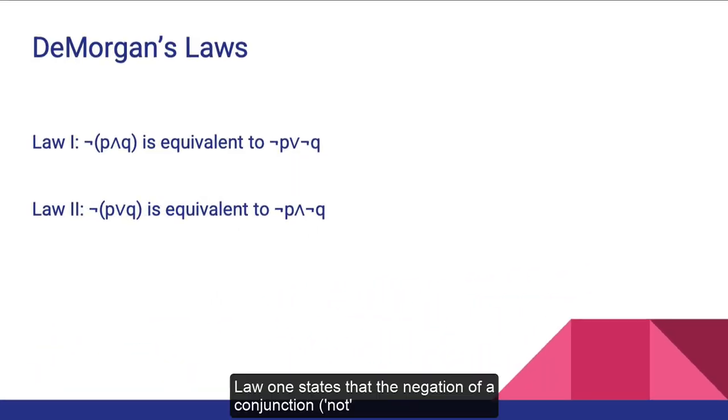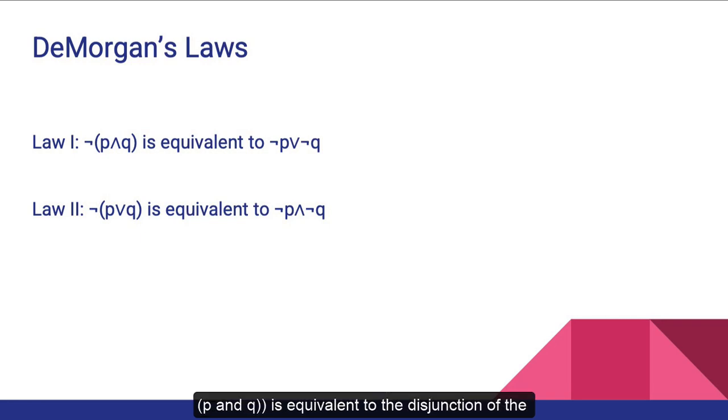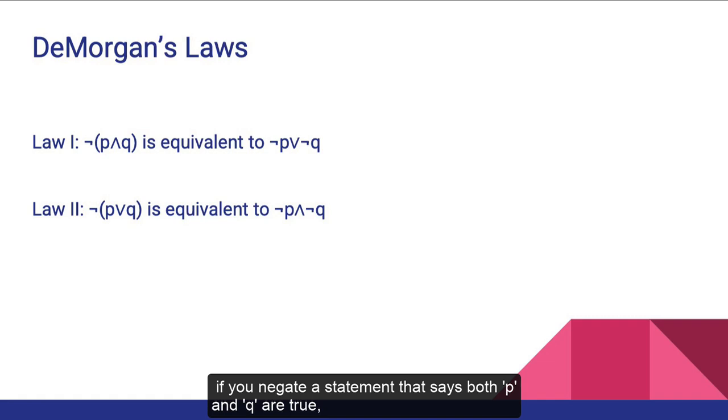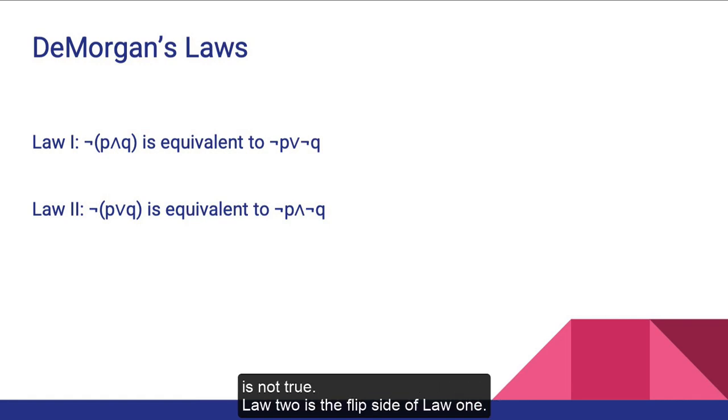Law 1 states that the negation of a conjunction, not (P and Q), is equivalent to the disjunction of the negations, not P or not Q. In simpler terms, if you negate a statement that says both P and Q are true, it's the same as saying either P is not true or Q is not true.